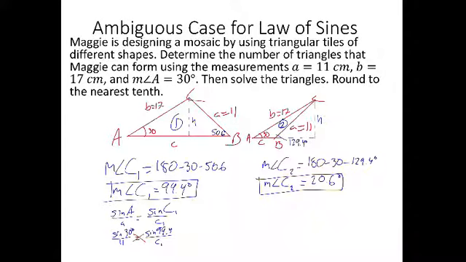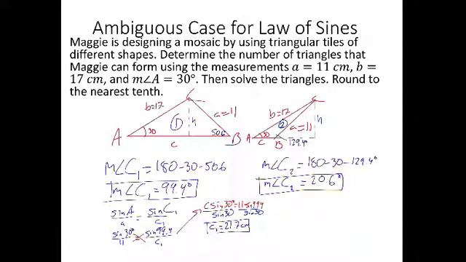Just like normal, cross multiply. I'm running out of room, so I'm going to draw it off to the side here. We're going to get C times the sine of 30 degrees equals 11 times the sine of 99.4. On this one, we've got to divide both sides by the sine of 30. And we end up with little c, so this is C1, equals 21.7 centimeters.